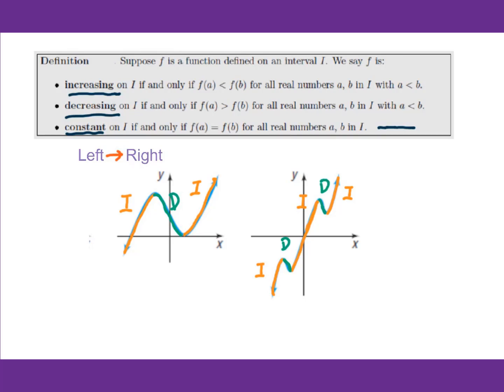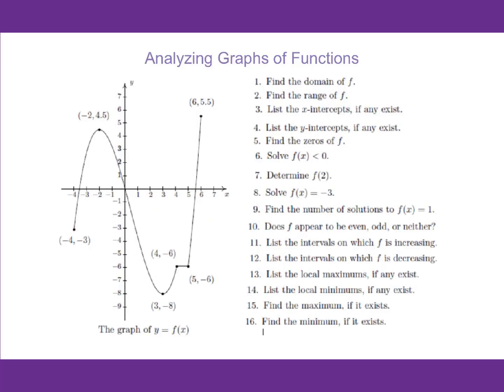When you analyze a given graph, you need to figure out which part of the graph is going up or going down, so you can decide which part is increasing and decreasing. Then you need to figure out the domain of each part. Now we analyze this graph. For number 1, find the domain of f. Number 2 is find the range of f.